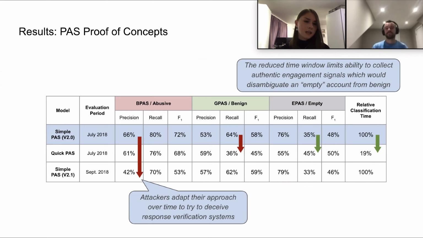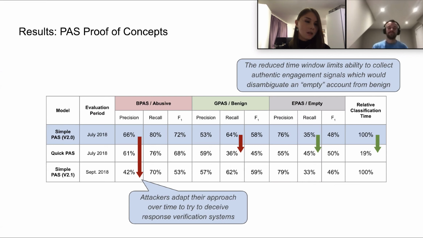Our ground truth indicated that there were fewer abusive accounts and more empty accounts, potentially due to attackers choosing to let accounts sleep in response to concurrent independent work on improved detection. The reduction in abusive precision highlights the fact that it's necessary to monitor and retrain PASS at regular intervals to mitigate the risks of changing behaviours.